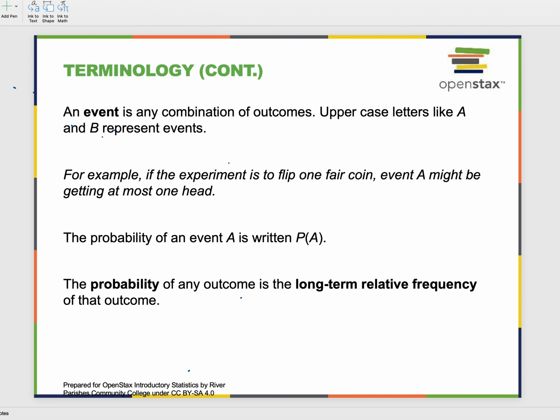The probability of an outcome is the long-term relative frequency of that outcome. What do we mean by long-term? If you do it an infinite number of times, what is the long-term relative frequency of that? And we remember what relative frequency is from our chapter 1.